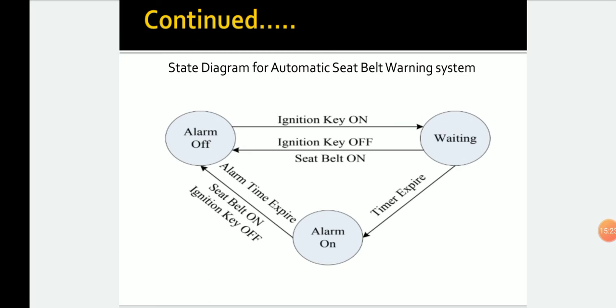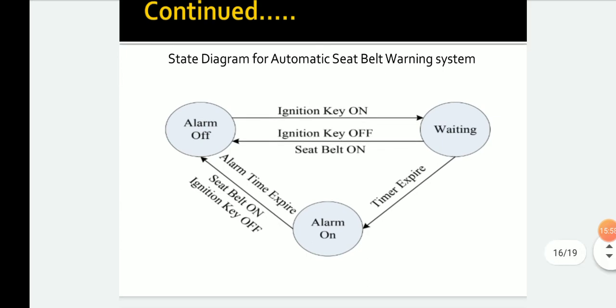Again, alarm on will be changed to alarm off if the alarm time expires. See, from the third state, again it will go to the first state if the alarm time expires. As I said, when the alarm is on, if the 5 seconds of alarm get expired, then the alarm will be off, otherwise the seat belt has to be on. From alarm on to alarm off, there's an arrow, and we can see three conditions: alarm time expire, seat belt on, ignition key off. That means either the alarm time has expired, or we have worn the seat belt, or the ignition key is off, that means the vehicle is stopped. In these three conditions the alarm will be off.